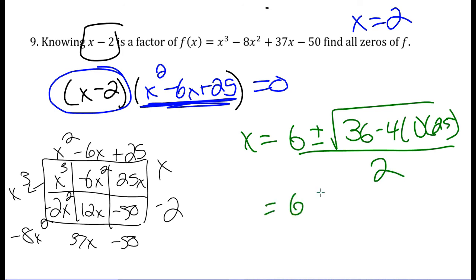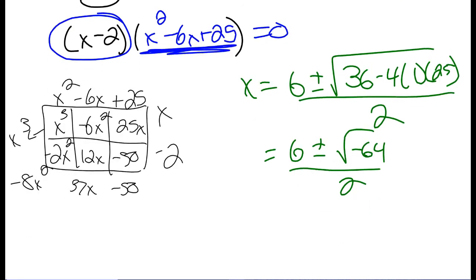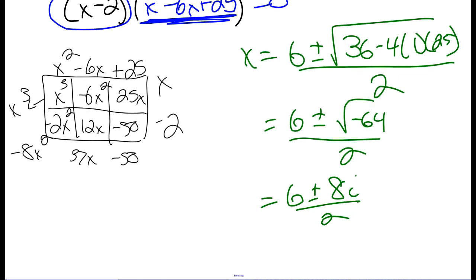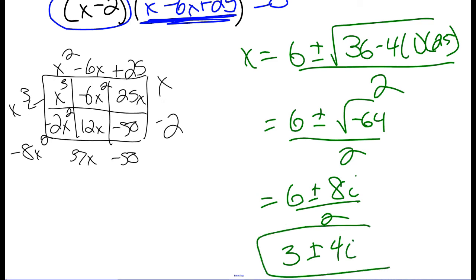So we get 6 plus or minus. In my calculator, I'm typing in 36 minus 4 times 1 times 25 and getting the square root of negative 64 all over 2. Well, the square root of negative 64, that's a perfect square there. That's 8i all over 2. So my final two zeros are 3 plus or minus 4i. Those are my other two zeros.